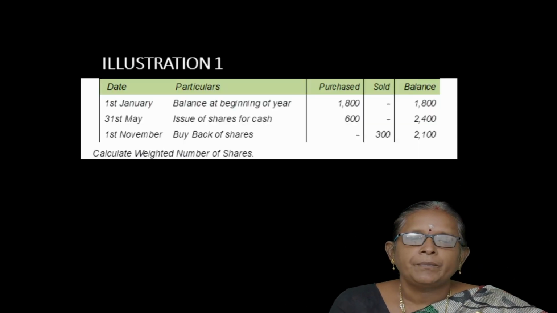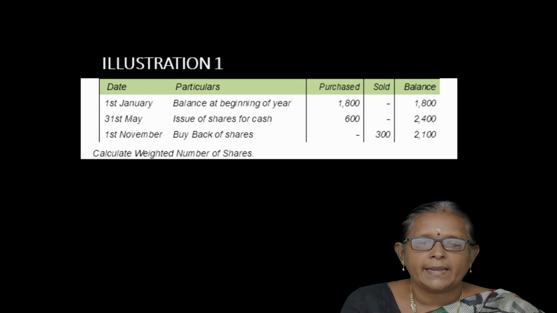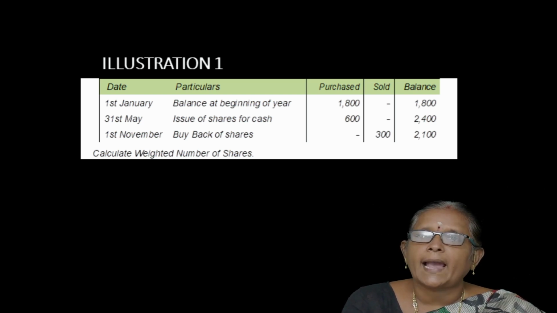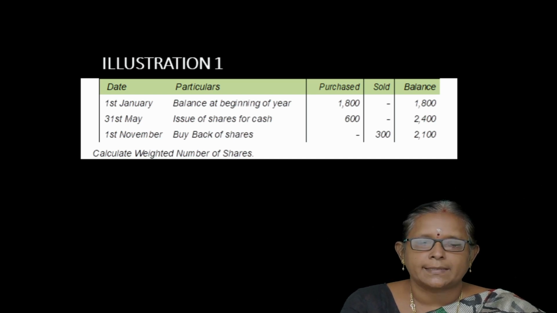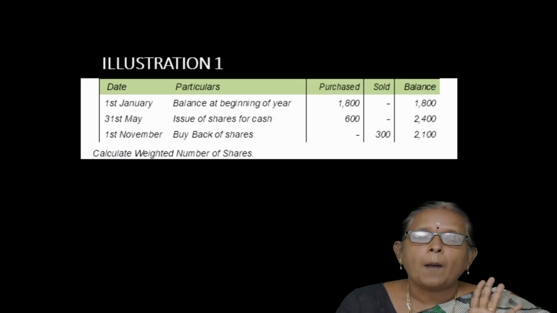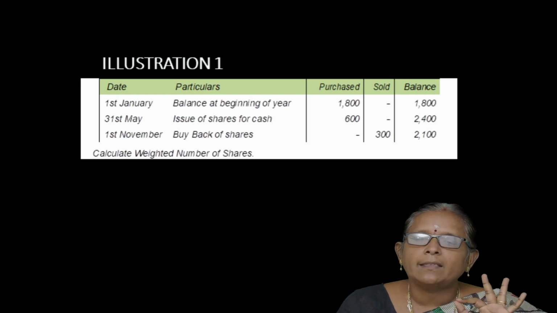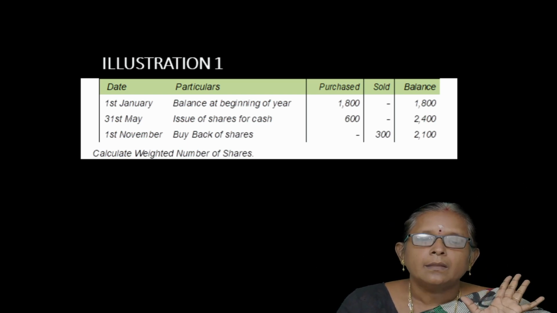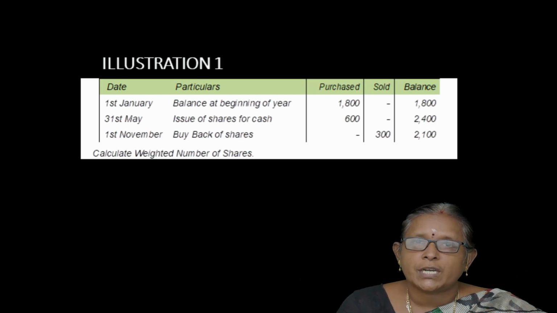First illustration, 1st January, that is year beginning. So balance at beginning of the year. So this company is following calendar year. That is why January to December should be taken. So 1st January, balance at beginning of the year, 1800 shares. See, January, February, March, April, May. So up to 5 months, they have only 1800 shares. Then on 31st May, they have issued 600 more shares.